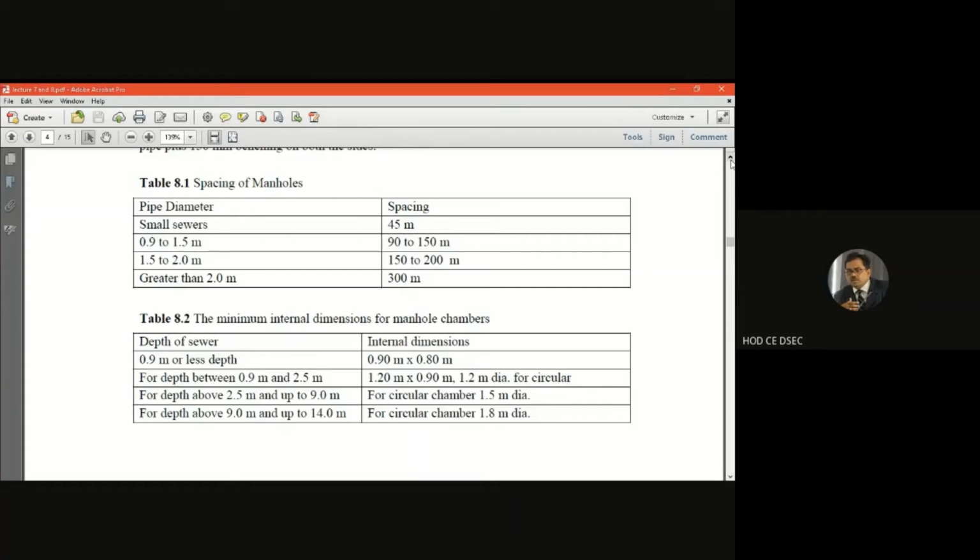So if the depth of the sewer is 0.9 meter or less, that means it is a shallow depth, then what is the internal dimension of the manhole? The internal dimension is 0.9 meter by 0.8 meter. That means it is a rectangle. If we talk about a sewer depth of 0.9 meter to 2.5 meter, then there are two types of manholes that may be considered.